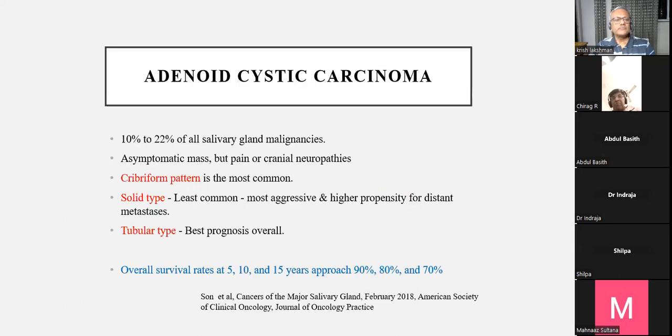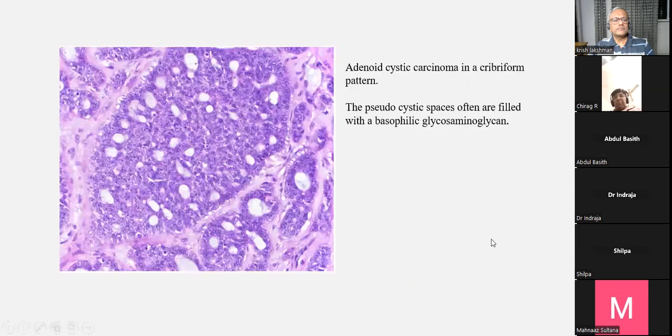Adenoid cystic carcinoma constitutes about 10 to 22% of the malignancies. Most patients are asymptomatic, but pain may be present because of nerve involvement. It has 3 types: cribriform, solid, and tubular. The tubular type is associated with the best prognosis. The solid type is least common but more aggressive. The overall survival rate is 90%, 80%, and 70% at 5, 10, and 15 years. The histological picture shows pseudocystic spaces often filled with basophilic glycosaminoglycans.